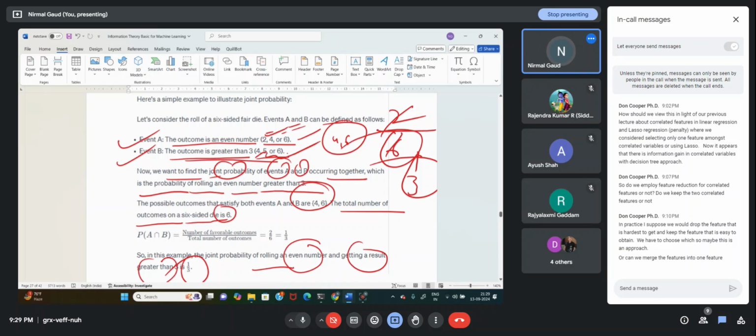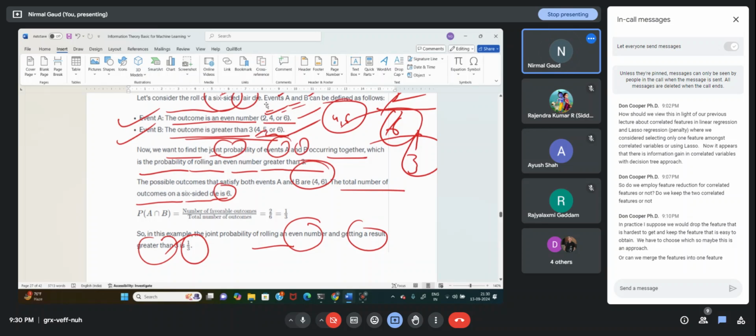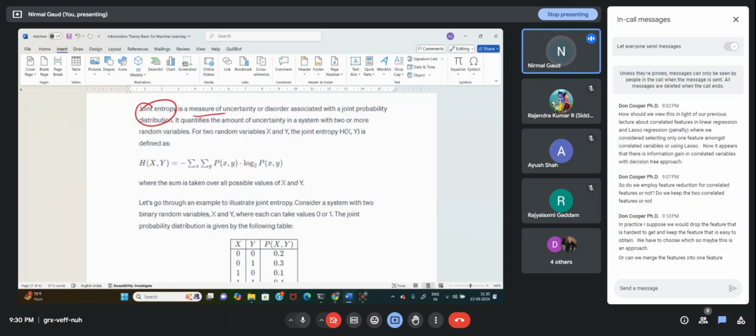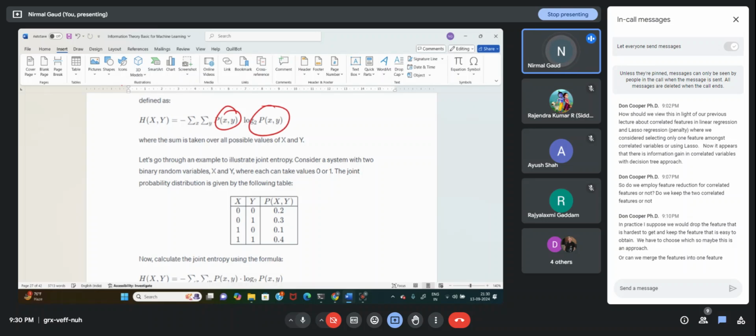We are considering the roll of a six-sided fair die, and two events happen. One is an even number, one is greater than 3. We find the common outcomes and divide by the total number of outcomes, and that is the joint probability. However, joint entropy is a measure of uncertainty or disorder associated with a joint probability distribution. It quantifies the amount of information. It is written as the sum of p(x,y) log p(x,y). Here p(x,y) is the joint probability of x and y.